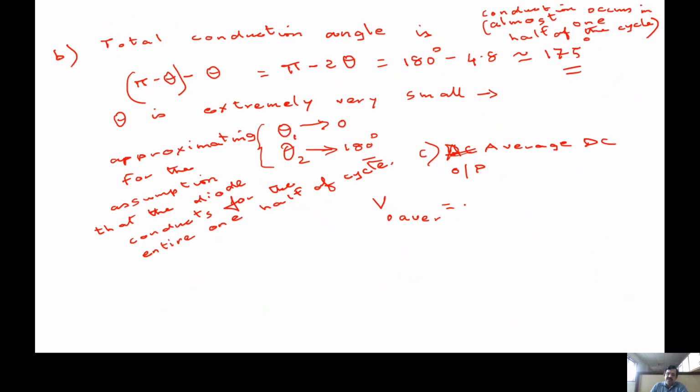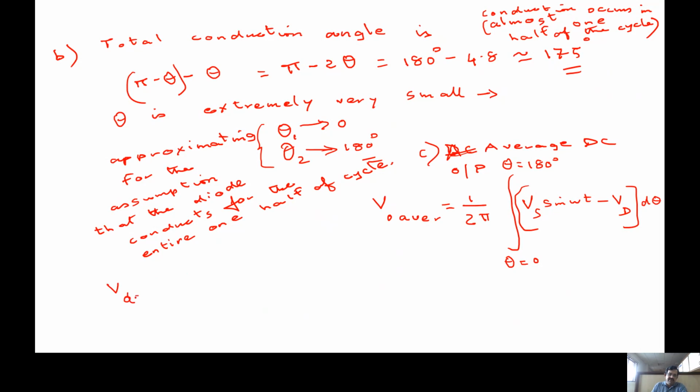So V naught average will be equivalent to 1 by 2 pi, because that is the time average, and then it becomes the integral of Vs sin omega t minus Vd d theta. I am averaging over the position theta equal to 0 to theta equal to 180 degrees. So I already explained this logic. With that, when we do this, we will get V naught DC average.